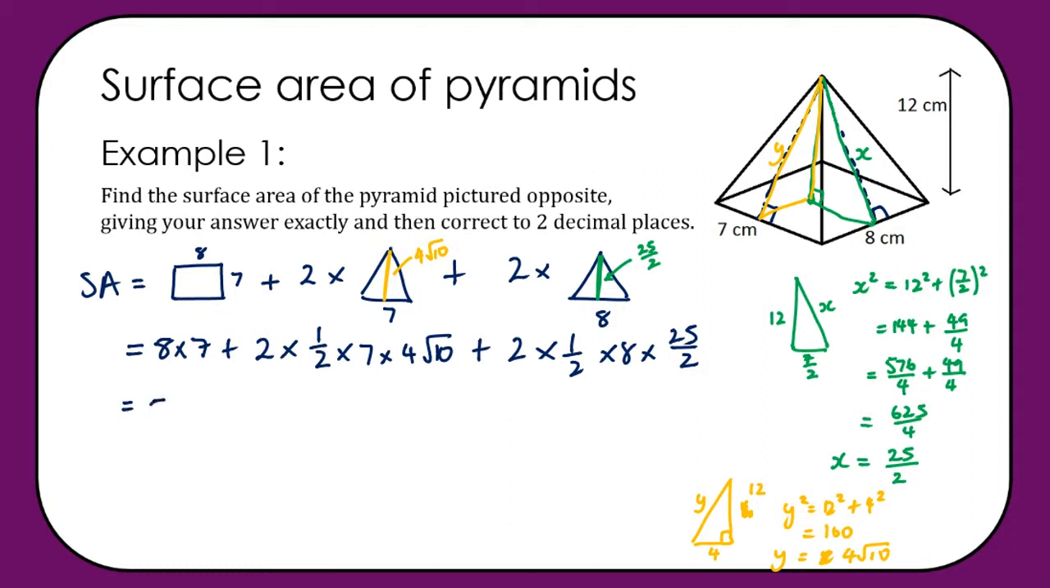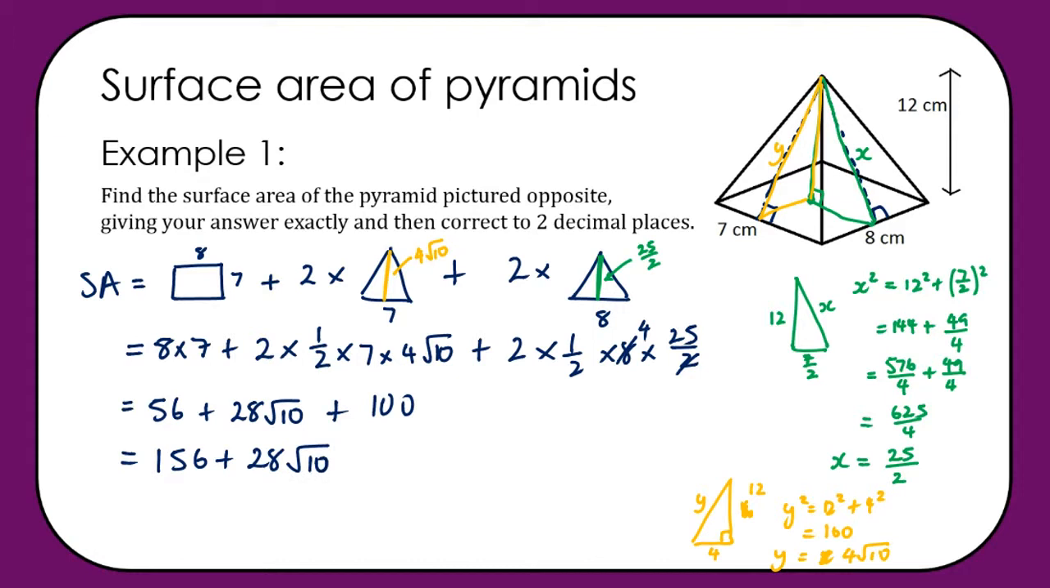So 8 sevens are 56. The 2 times a half is 1, so that cancels out. We've got 7 times 4 root 10, which means that I'm going to have 28 root 10. Plus, again, 2 times a half cancels out. We've got 8 times 25 over 2. The 8 we can cancel down with the 2 on the denominator to just do 4 times 25, so that's 100. So we have 156 plus 28 root 10.